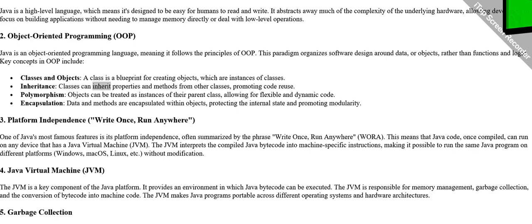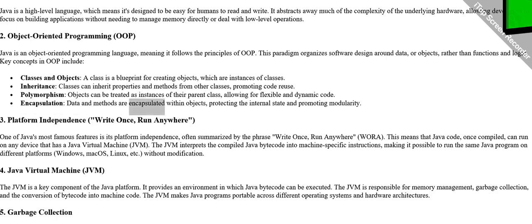Inheritance. Classes can inherit properties and methods from other classes, promoting code reuse. Polymorphism. Objects can be treated as instances of their parent class, allowing for flexible and dynamic code.